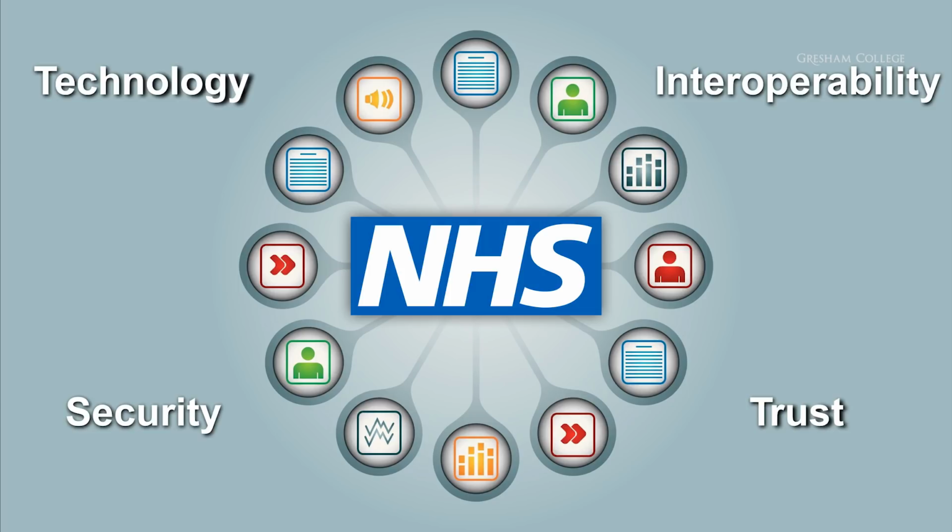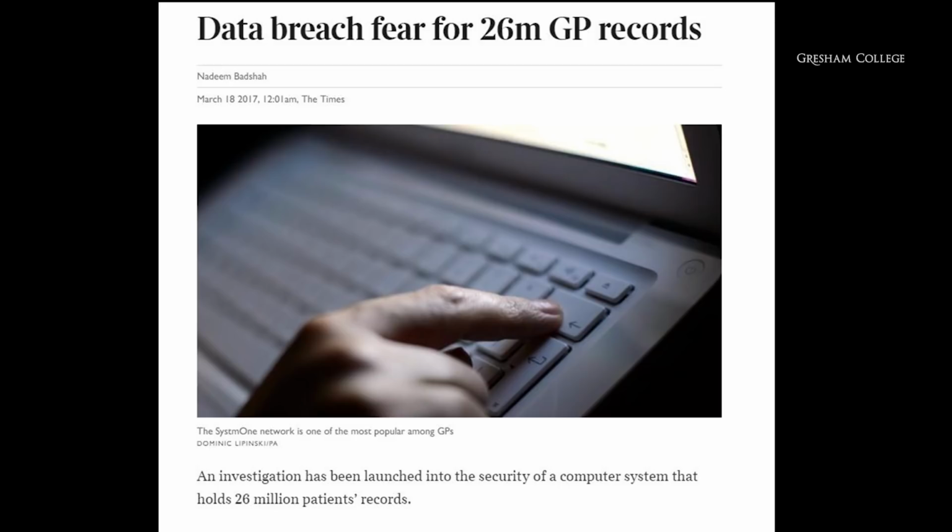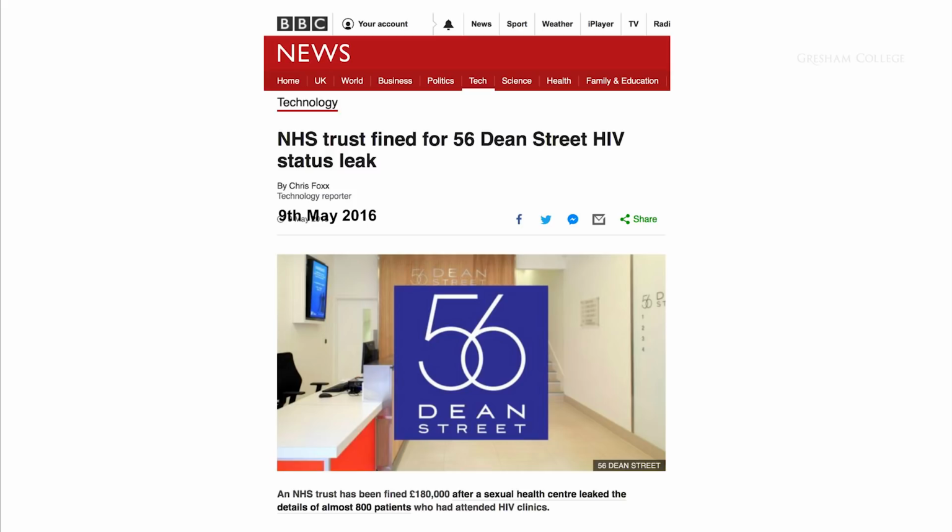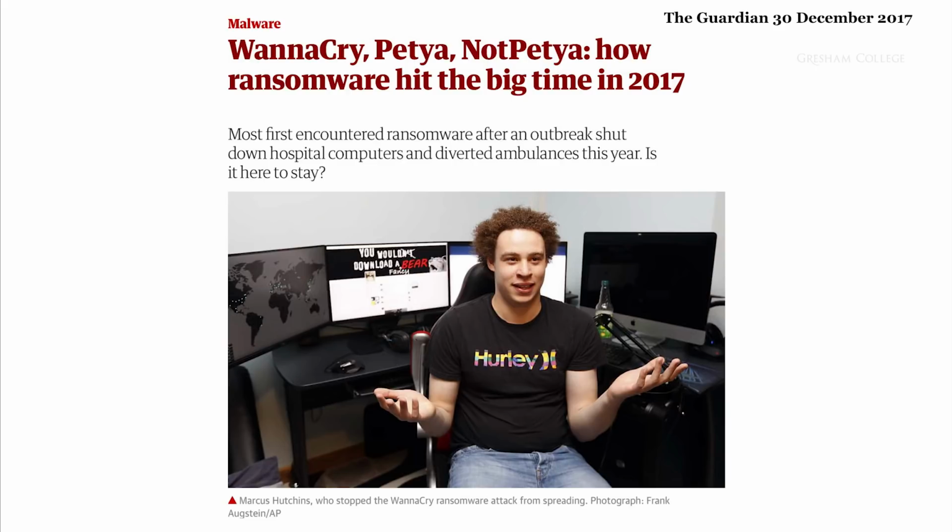Just last year, you might have read that there was the potential loss of 26 million primary care records from a particular GP system, 26 million records. On a smaller scale, 800 patients with HIV, their data was lost, leaked from a particular clinic. You might remember the WannaCry and Petya ransomware attacks on the health service last year.